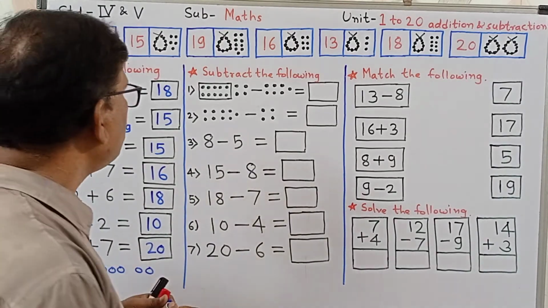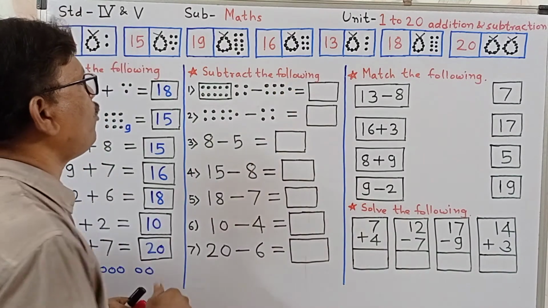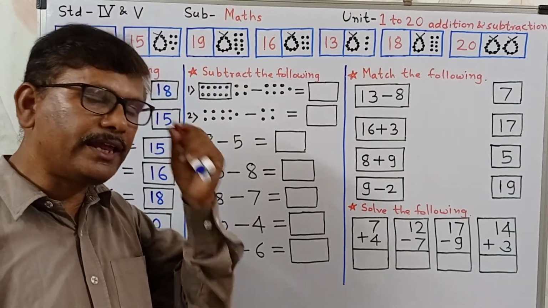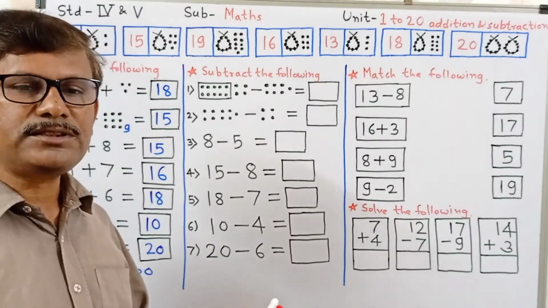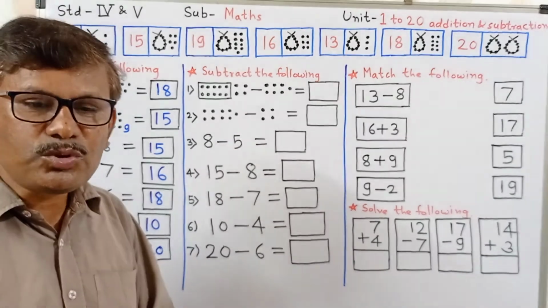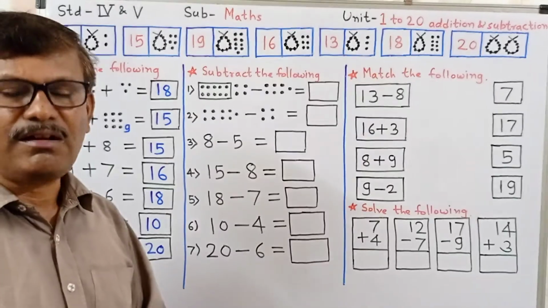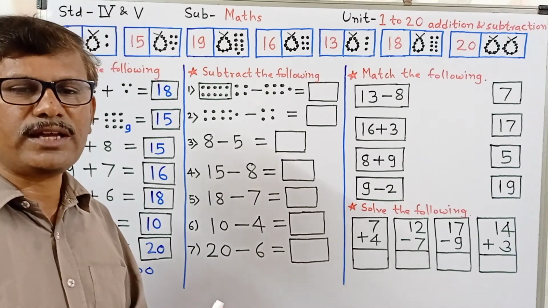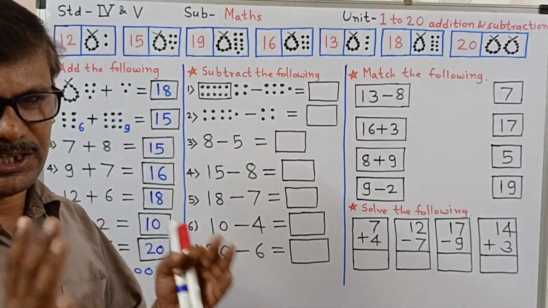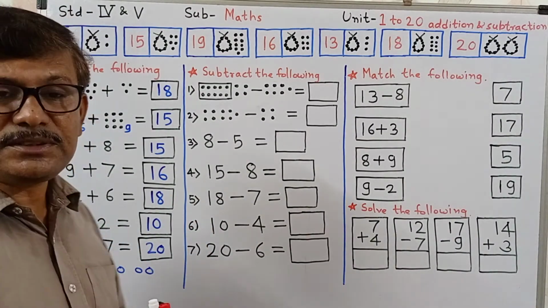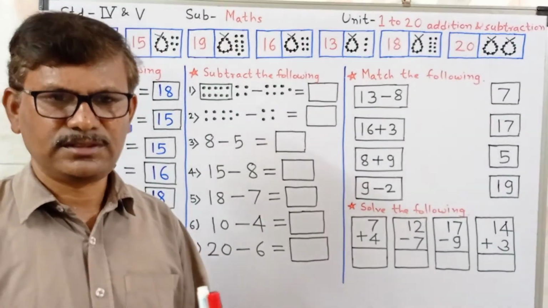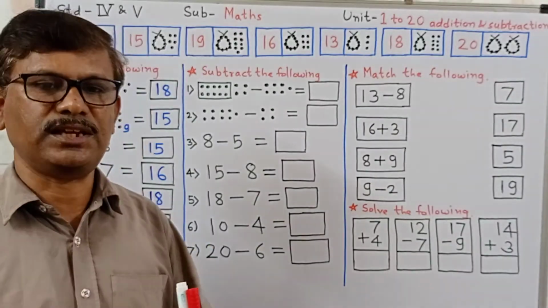Okay, understood? Now subtract the following. We know, what is the meaning of addition? I am telling again that addition means to take together, collect the things together, all together. This is called addition. And what is the meaning of subtraction? Subtraction means to less the things, to remove the things, to cut the things. Understood?